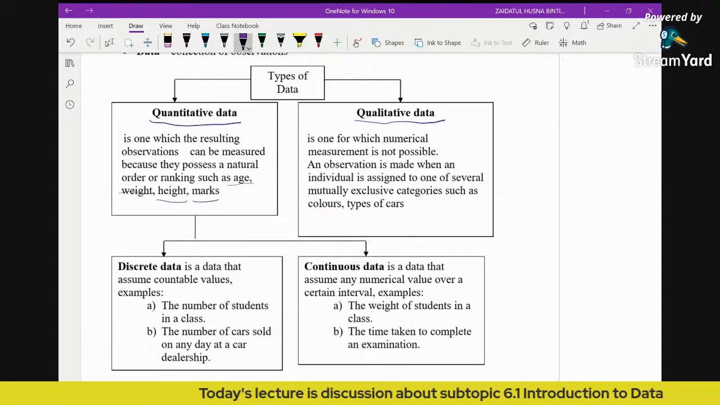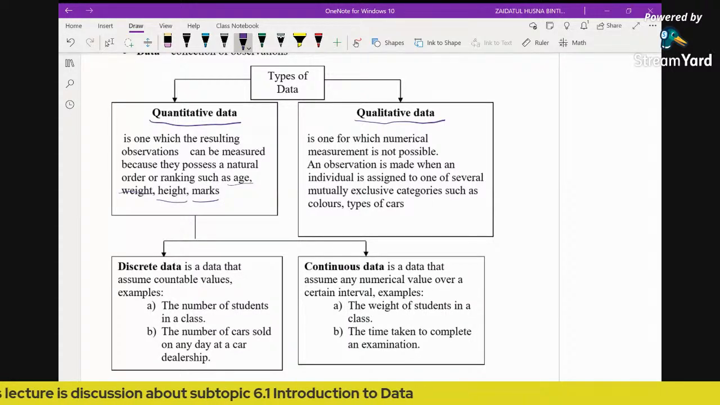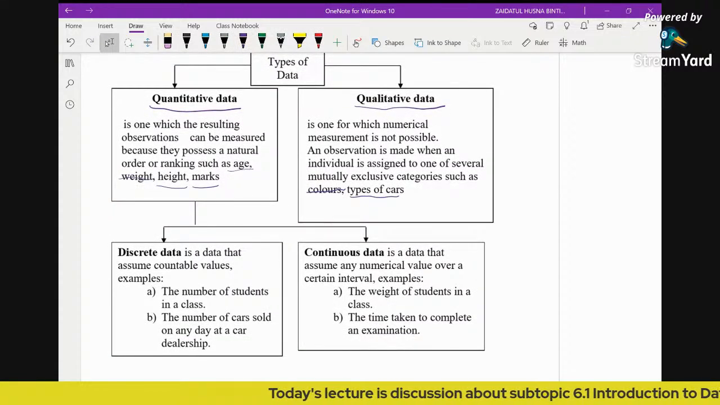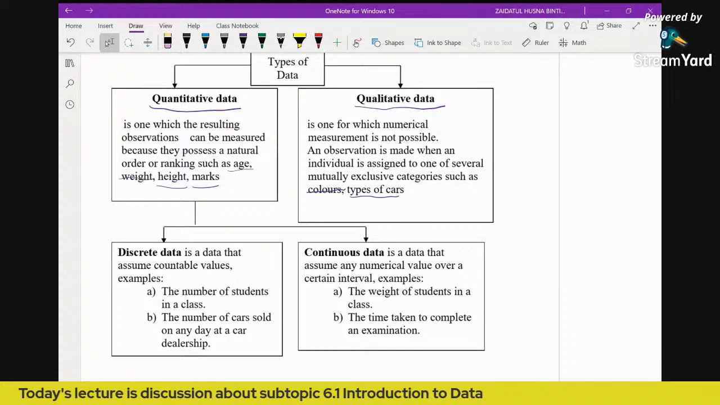So they are all quantitative data. But when it comes to qualitative, something that it is not possible to measure, for example, colors, types of cars, etc. Okay, and now the quantitative data, we can split into two: one is discrete data and the other one is continuous. Now what's the difference between these?